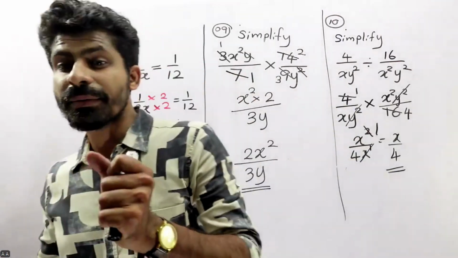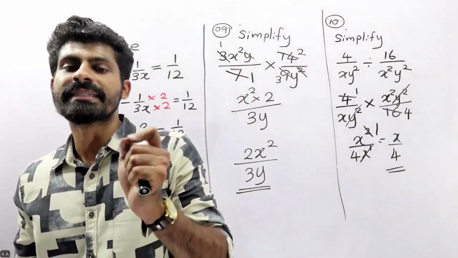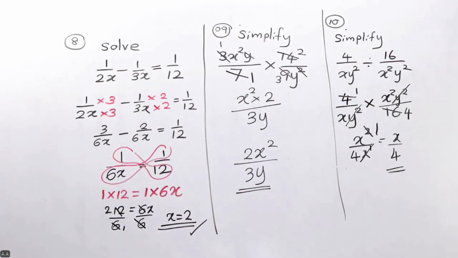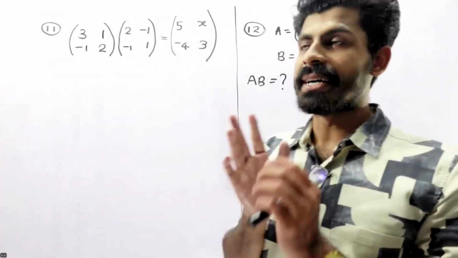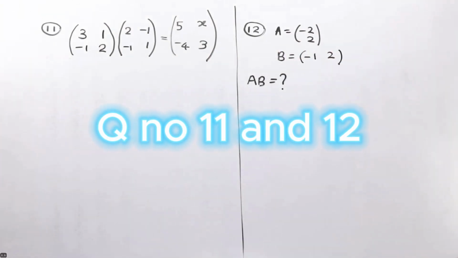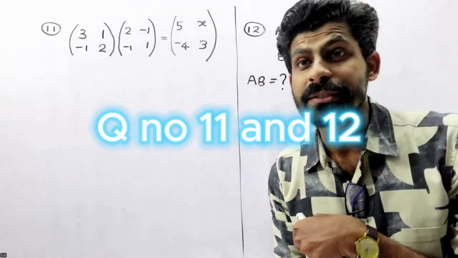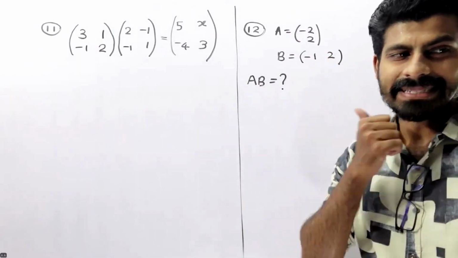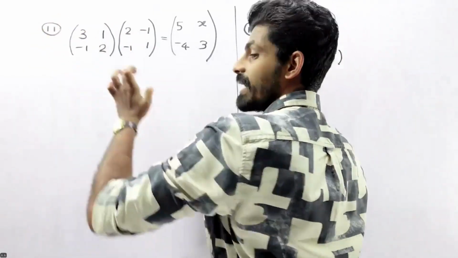Right? 10 questions are there, so we can do the 10 questions. Yes. Let's try to do other questions as well. Right. Let's quickly. Some matrix questions are there. Question number 11 and question number 12. Right? Easy. Look at this one.